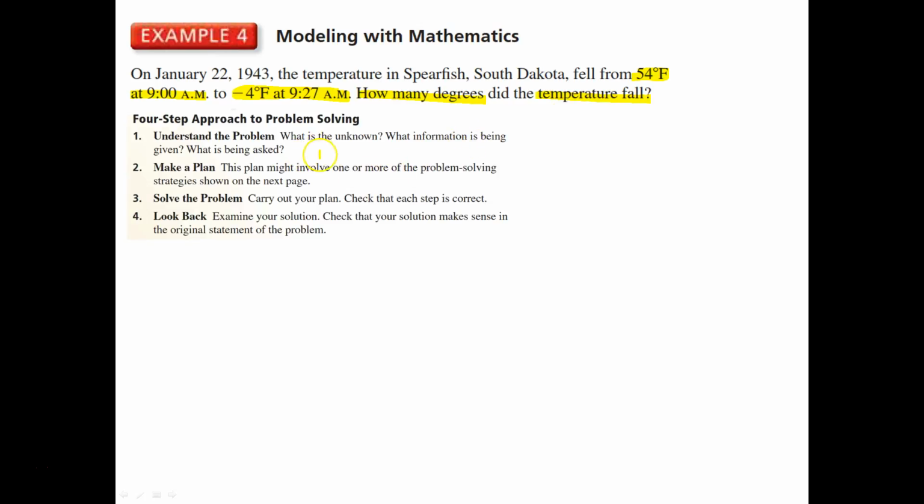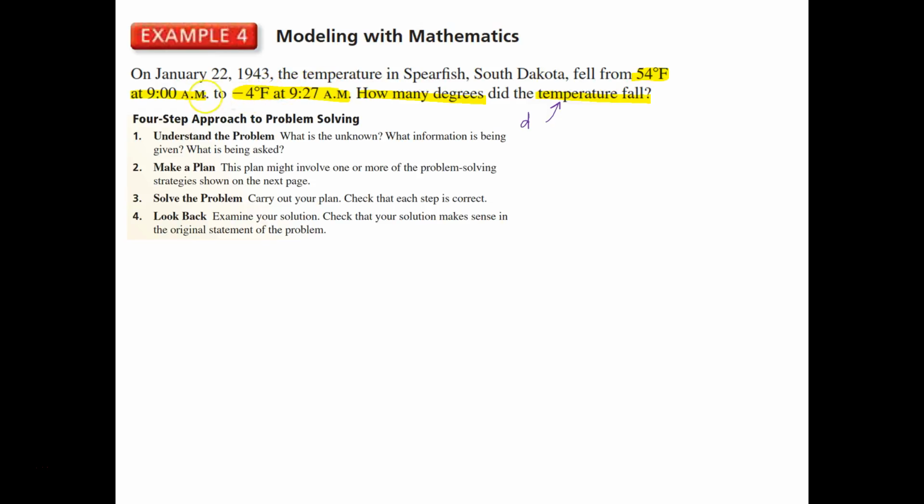So step one is understanding the problem. So what's the unknown? We don't know how many degrees the temperature fell. So let's call that D for degrees. That's our unknown.